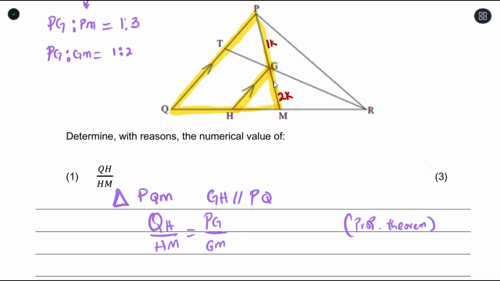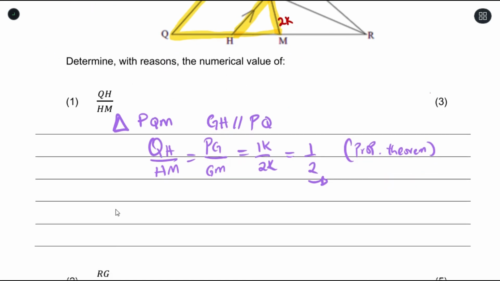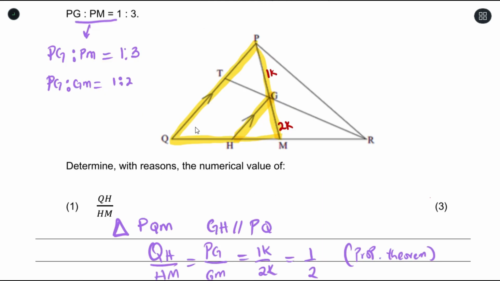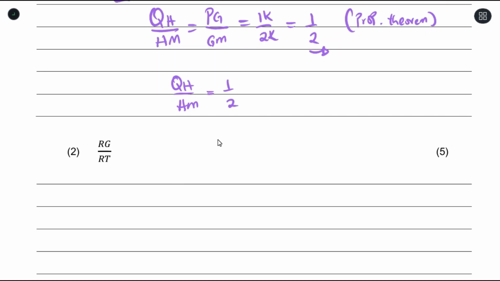We're doing this because of the proportionality theorem. We found what PG over GM is. This is like saying 1K over 2K, which as you know is just 1/2, right? So therefore, we know here that QH over HM is 1/2. That would be the numerical value of this fraction. So what we just got right now is that the ratio here would be, let's say 2, let's call that X, and this here will be 1X, okay?